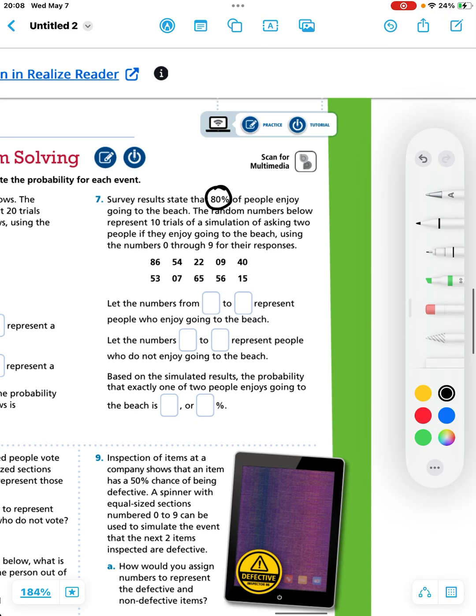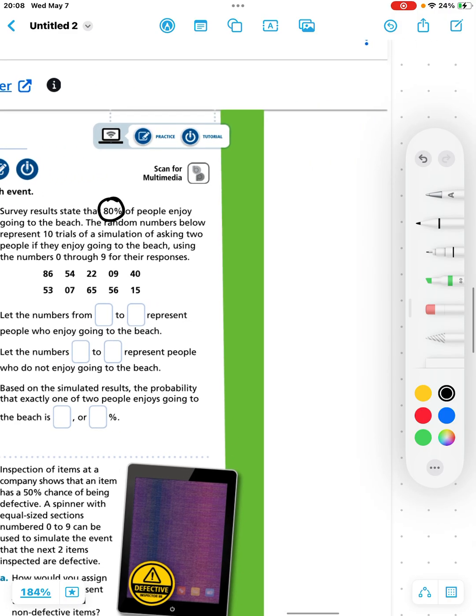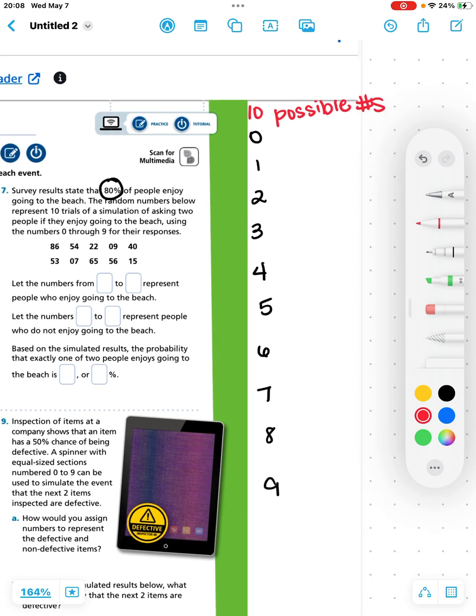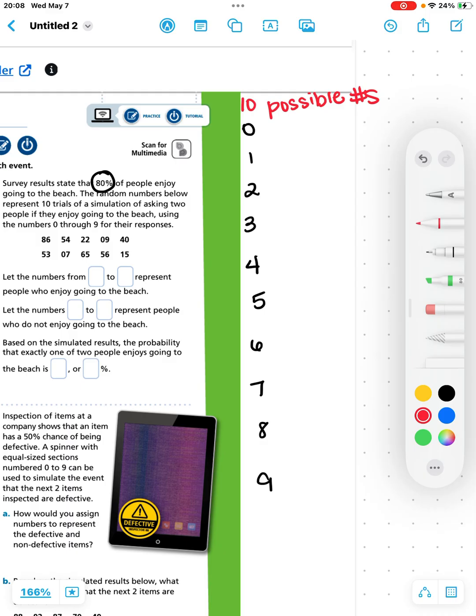So let's just draw out these numbers. 0, 1, 2, 3, 4, 5, 6, 7, 8, 9. Even though it's labeled 0 to 9, there are 10 possible numbers. That one's kind of confusing. I wish they just did 1 through 10, but that is A-okay. I understand why they did it 0 through 9, but you really have to count. So this is 10 different possibilities.